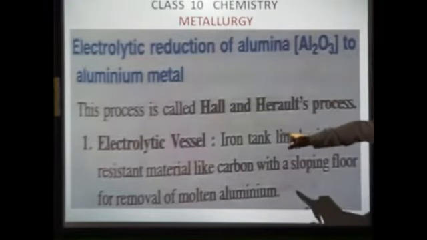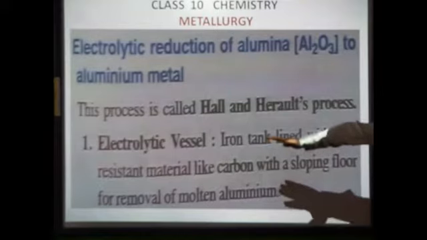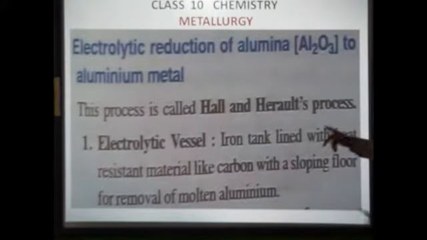So the electrolytic vessel is a container, a tank made up of iron, and inside this iron it is lined with carbon, because carbon does not allow heat to go out. It does not allow heat to go out with heat resistant material like carbon. That means carbon can absorb heat. So it is a heat resistant material.